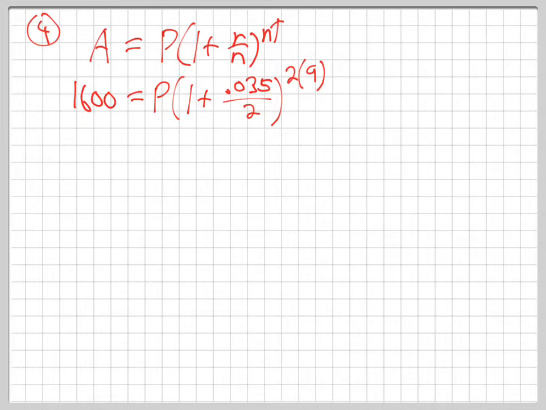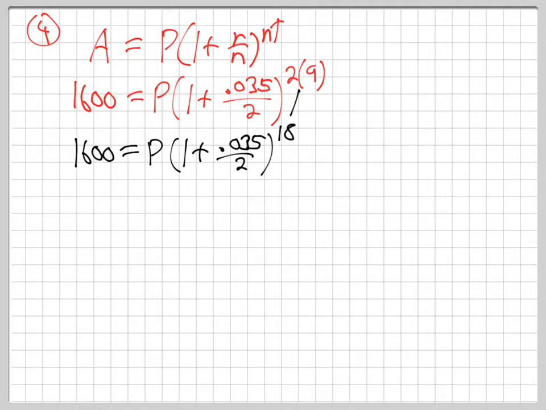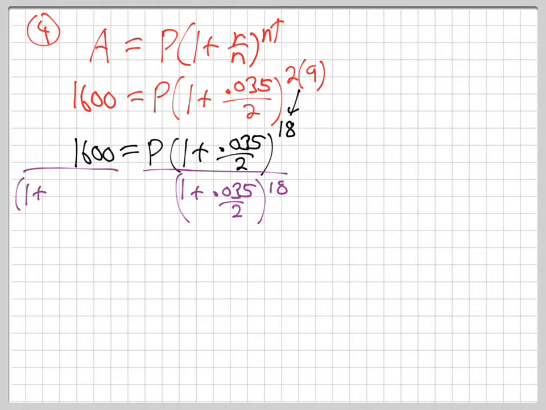Okay, so let's clean this up a little bit. This is 1,600 equals P times 1.035 over 2 to 2 times 9, 18. I basically just did the 2 times 9 is 18 thing. Now, trying to solve that equation for P, how do we do it? Divide both sides by that whole parenthesis thing, 1 plus 0.035 over 2 to the 18, right? We've got to divide by that whole thing.